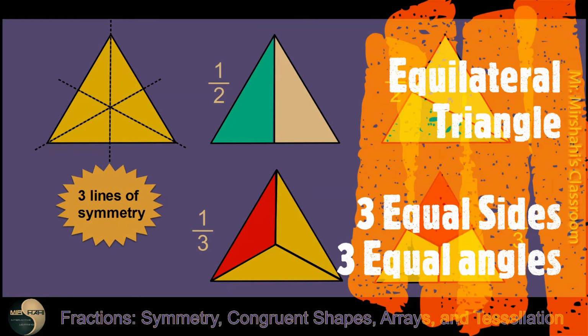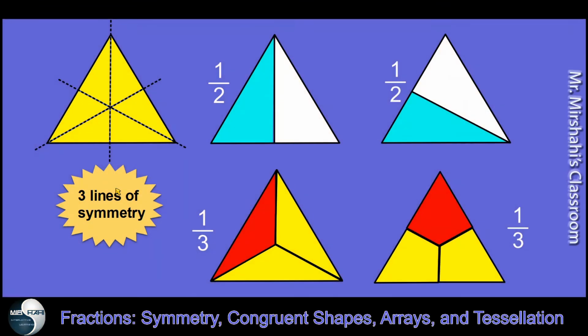This one is a special triangle, the equilateral triangle. It has 3 lines of symmetry. Each line of symmetry divides the shape into 2 congruent halves. That means if you fold the triangle along its line of symmetry, the 2 halves match perfectly. For example, this half and this half, when folded, match perfectly, and so on. So this is a half, this is a half.